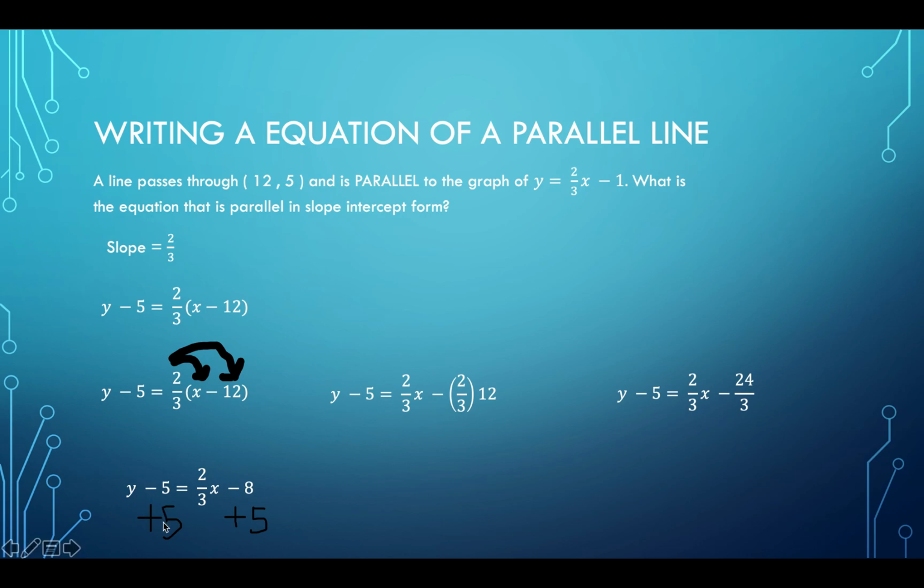This negative 5 and positive 5 over here, they're going to cancel out, and we're going to be left with y is equal to 2/3 x minus 3. And that is our final answer. Some of you are going to ask me, well, how did we get negative 3? We got that from doing negative 8 plus 5. So your final answer for a line that's parallel to a line passing through 12, 5 is y is equal to 2/3 x minus 3.